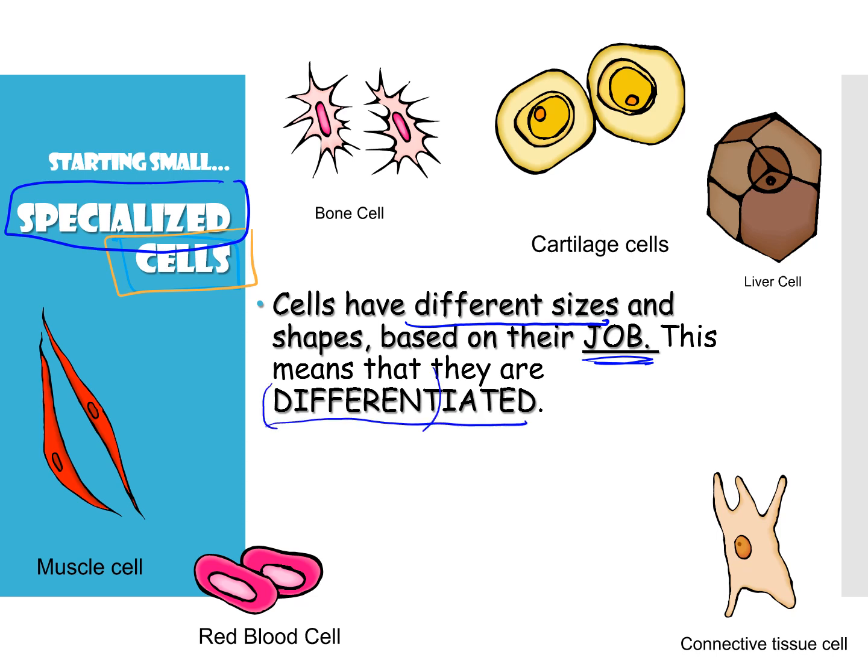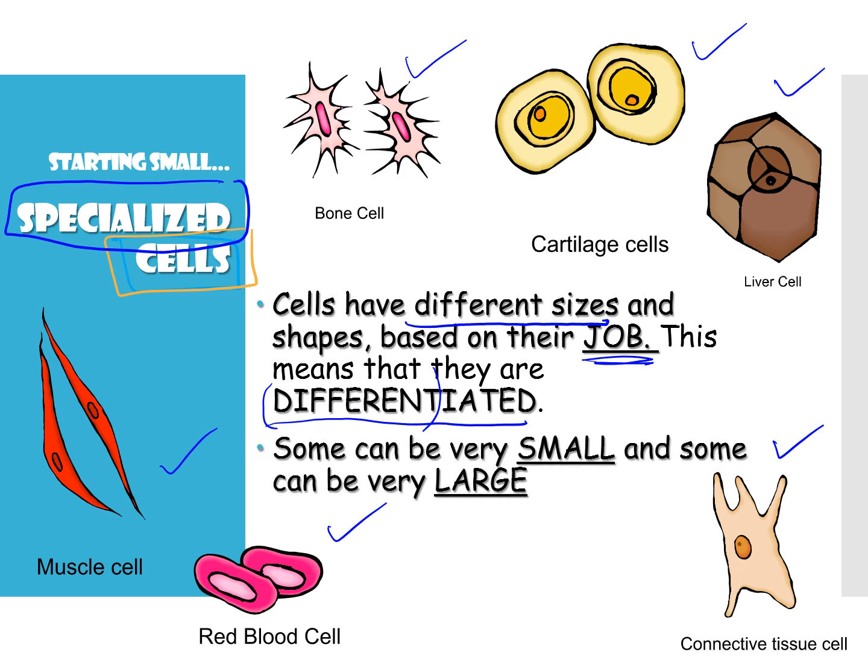Different, you know what that means. The cells look slightly different from each other on the outside. They can have different shapes and sizes. Some of them can be very small, like a red blood cell. Those are super tiny and really flexible to move through the body. And some can be very large, like a muscle cell, which is very long and skinny.